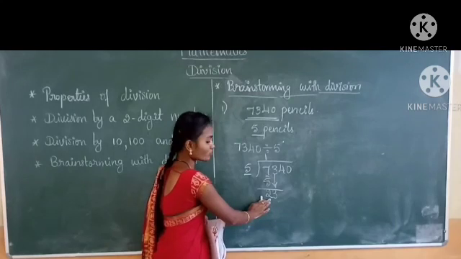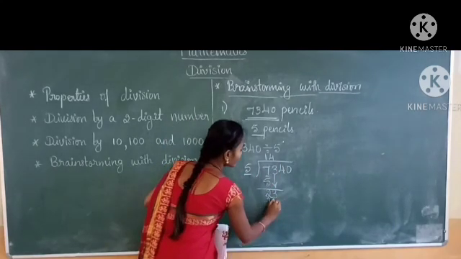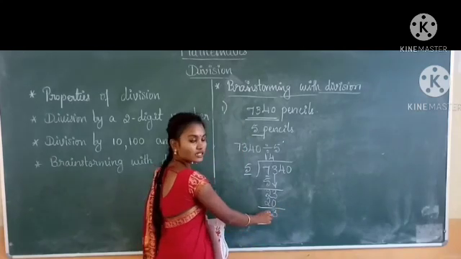25. That is more than 23. Therefore you have to take 5 fours are 20. 3 minus 0, it is 3. 2 minus 2 is 0.